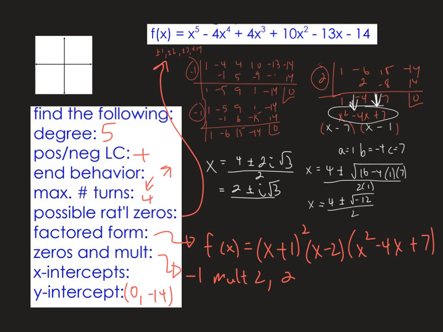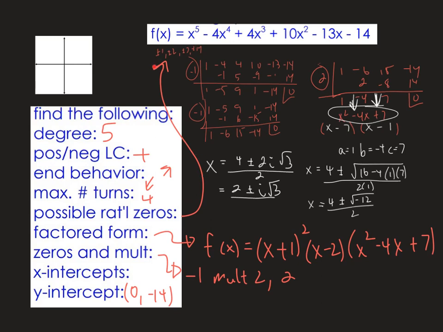All right, friends, so where does that leave us? That leaves us with a polynomial of degree 5, right? It's a positive because there's a positive 1 right here, which gives us end behavior looking like as x moves to the left, y goes down, and as x moves to the right, y goes up. Maximum number of turns is 4.